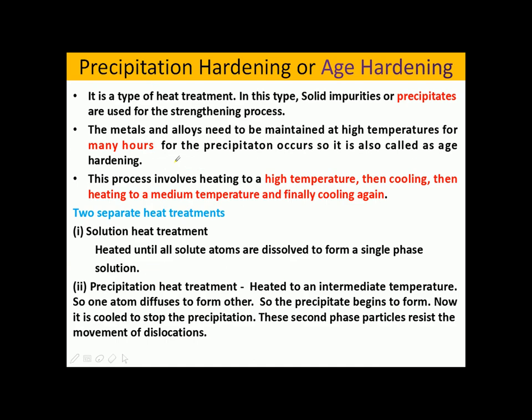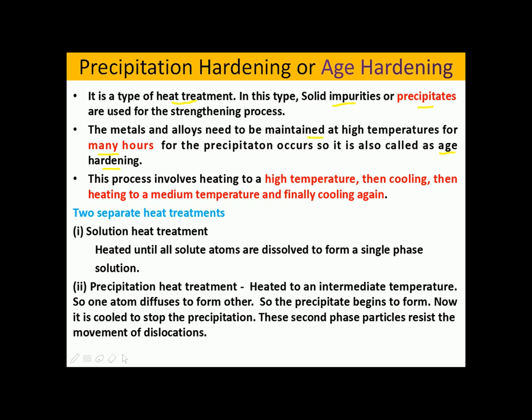The next one: what is precipitation hardening, or age hardening? It is a type of heat treatment. In this type also, solid impurities or precipitates are used for strengthening. Here, the metals and alloys need to be maintained at a very high temperature for a long time. Since it is maintained at a high temperature for many hours, it is also called age hardening, because it takes a large time.